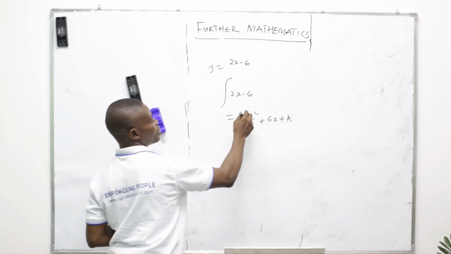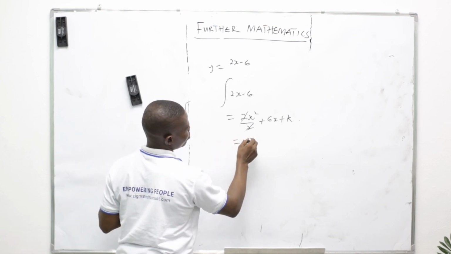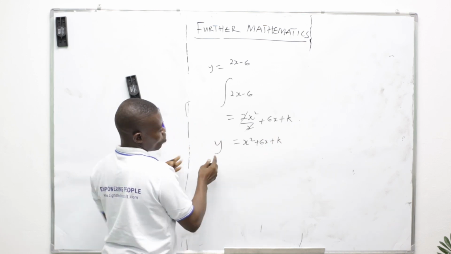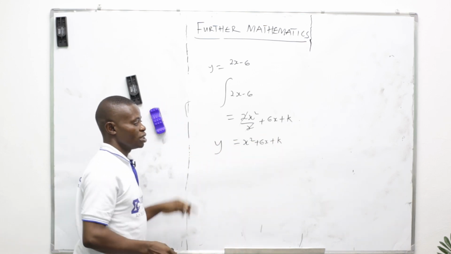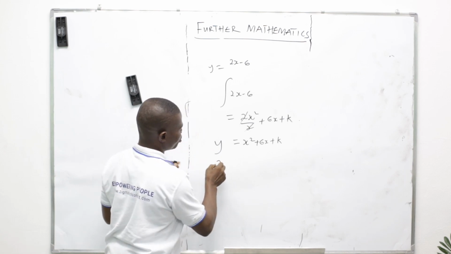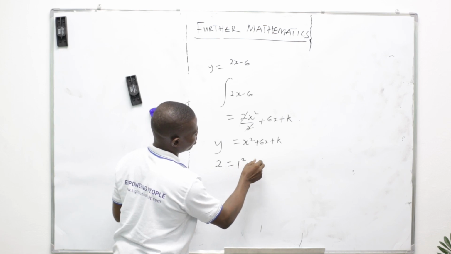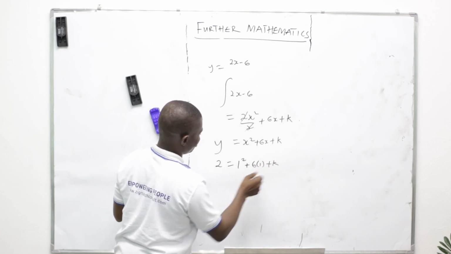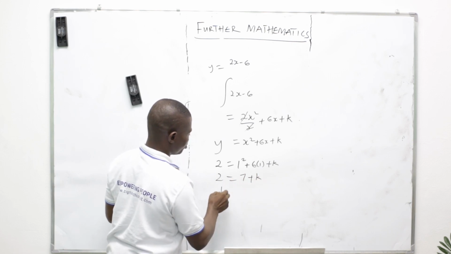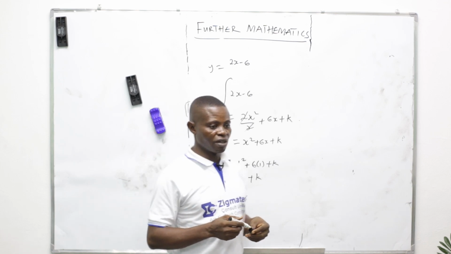Fine. Cancel this, cancel this. So what do we have now? We have x squared minus 6x plus k. That is y equals this. Now go back. We need to know the value of k. Y is 2, x is 1. 1 squared minus 6 into 1 plus k. 2 equals minus 5 plus k. So k now equals 7. So k is 7.